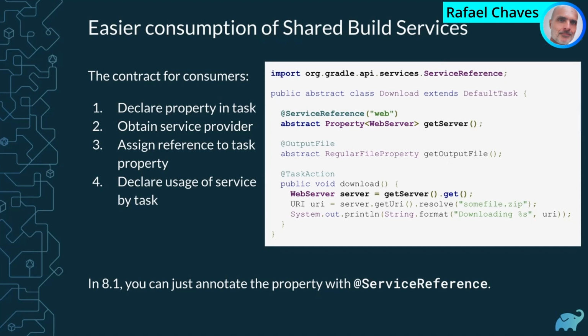And in 8.1, we introduced, it's an experimental feature, it's not finalized yet. But basically now you should annotate your property that's supposed to hold the shared build service with the service reference annotation, and also provide the name of the service you want to consume. Basically, that's all you need to do. And you get the service assigned to your property automatically. And also your task is declared to consume the service as well.